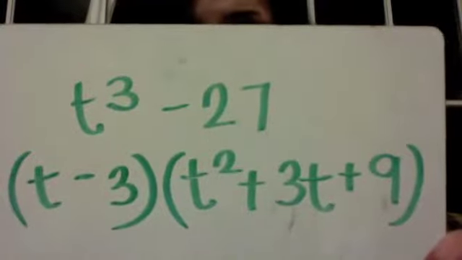From here, you would multiply t minus 3 by t squared plus 3t plus 9. And it looks like this. The reason I figured all of this out is because I simply followed the pattern given to you beforehand.